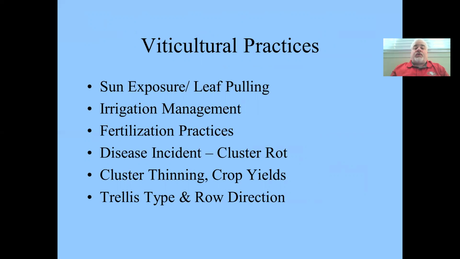Sun exposure, leaf pulling. Leaf pulling can be very important, not only for disease management to keep moisture levels down inside the canopy, but you can also do leaf pulling to provide what's called dappled light, the kind of little fingers of light, these little dots of light that move across the grapes as they're maturing.